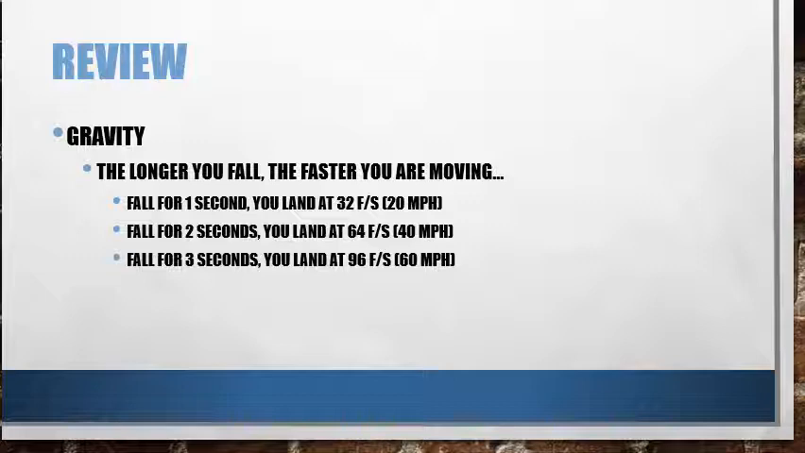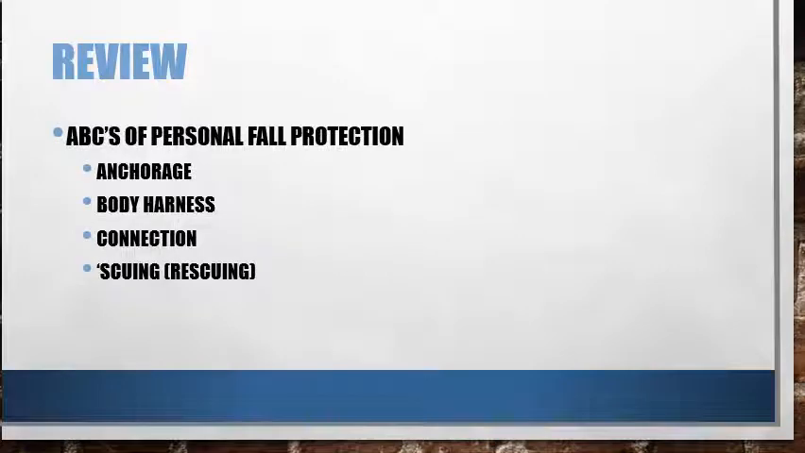Gravity will make you fall faster the longer you fall. So if you're falling for 1 second, you're moving at 32 feet per second. And if you fall for 2 seconds, you double that. And if you fall for 3 seconds, you add another 32 feet per second. It just keeps adding every second that you fall.